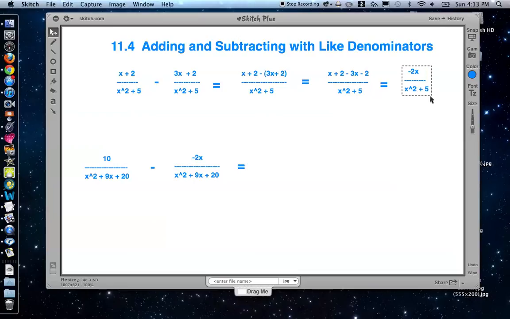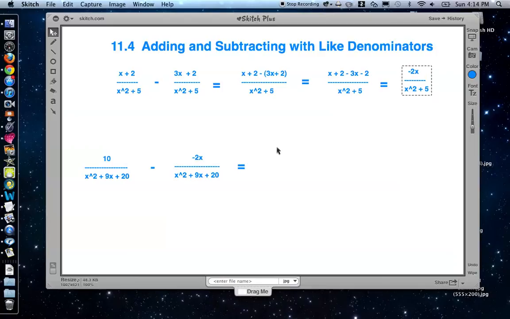Now, I did this a long way. You might be able to start right at the beginning here and go, all right, x minus 3x is negative 2x, 2 minus 2 is 0, and so you have the 0 here and you're left with negative 2x. I understand that that's fine. This is kind of the background as to why you can do that. Just make sure you subtract both terms.